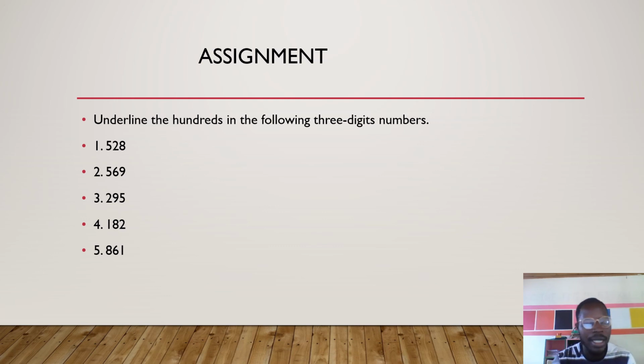So you have to copy this in your home assignment book. Then you underline the hundreds in each of the digits. After you are finished with that, we are going to draw a place value chart to represent all these figures. For instance, if you have 528, I'll draw the place value chart. I'll name it ones, tens, and hundreds. Then I'll place 8 under the ones, 2 under the tens, and 5 under the hundreds. This is the work that you have to do.